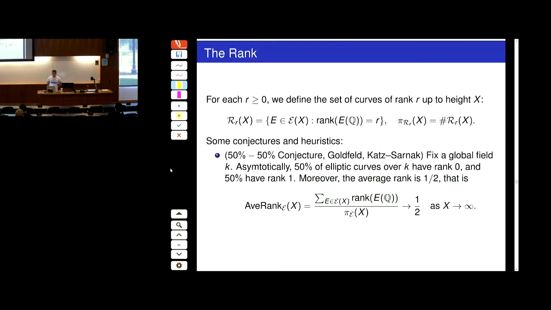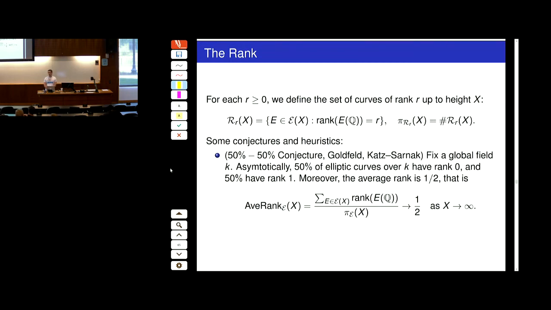Most famously is the 50-50 conjecture of Goldfeld and Katz-Sarnak, that is as follows: if you fix a global field K, so think Q or a function field over a finite field, asymptotically, 50% of elliptic curves over K have rank 0, and 50% have rank 1.